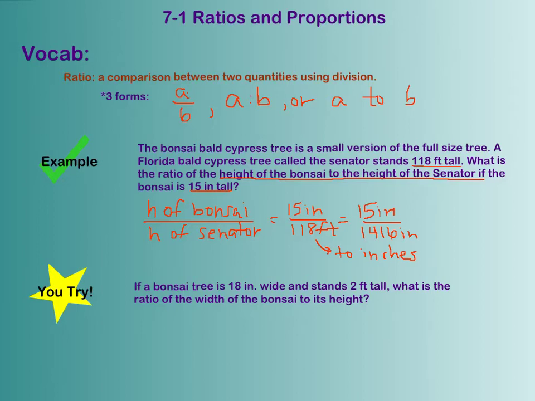And then the one last thing I'm going to do is I'm going to go ahead and reduce that fraction so I have some smaller numbers. I know each of these are divisible by 3. So 15 divided by 3 gets me 5. And I can check my calculator. 1,416 divided by 3 is 472. So 5 inches to 472 inches.